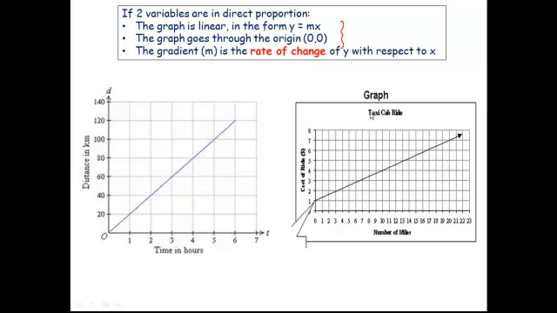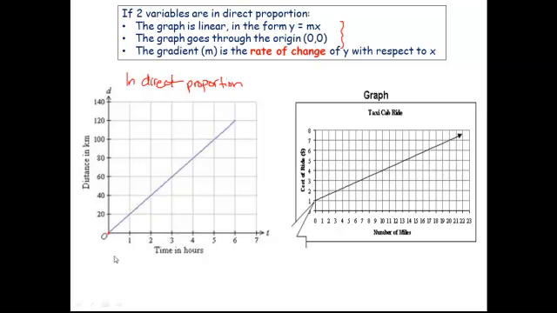Okay, and the gradient, like I said, is the rate of change of y with respect to x. So let's look at these two graphs, and we're going to try and determine whether or not they're in direct proportion. So this first one here, I've got time on the x-axis, and I've got distance in kilometers along the y-axis. And is this in direct proportion? Well, it is a linear graph. Okay, so that ticks off the first one, and it goes through the origin. So that is in proportion. So this is in direct proportion.